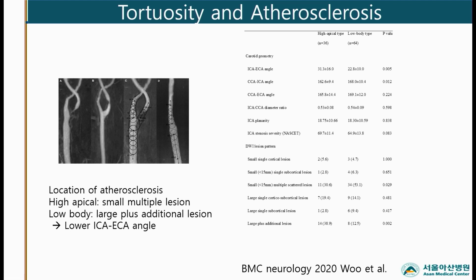However, usually the atherosclerosis is developed in the bulb area where the bifurcation is. And because of the bifurcation, it can cause turbulence in the outer wall area, which results in a low shear stress area, and that can cause the development of atherosclerosis. So these are called the apical atherosclerosis, and these are called the lower body type atherosclerosis.